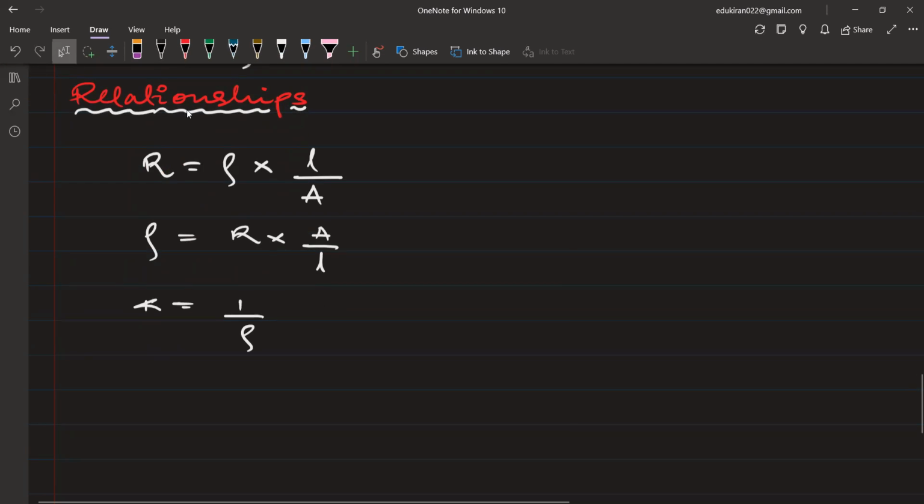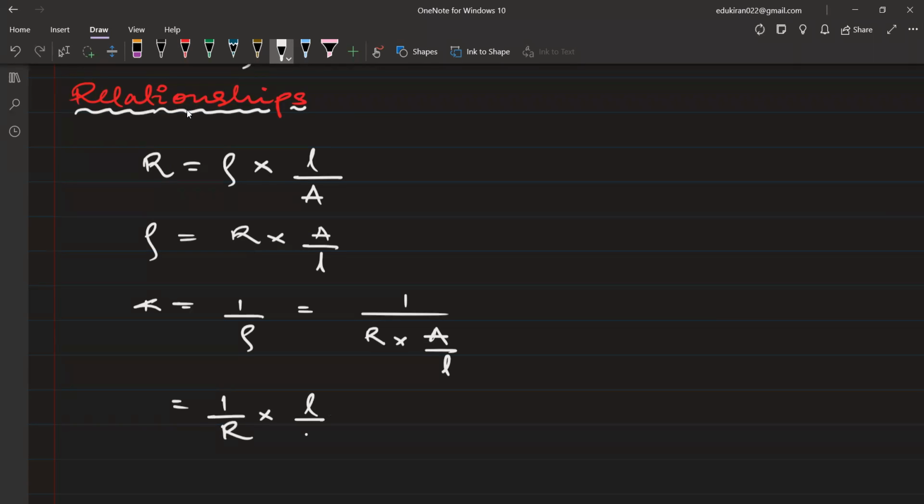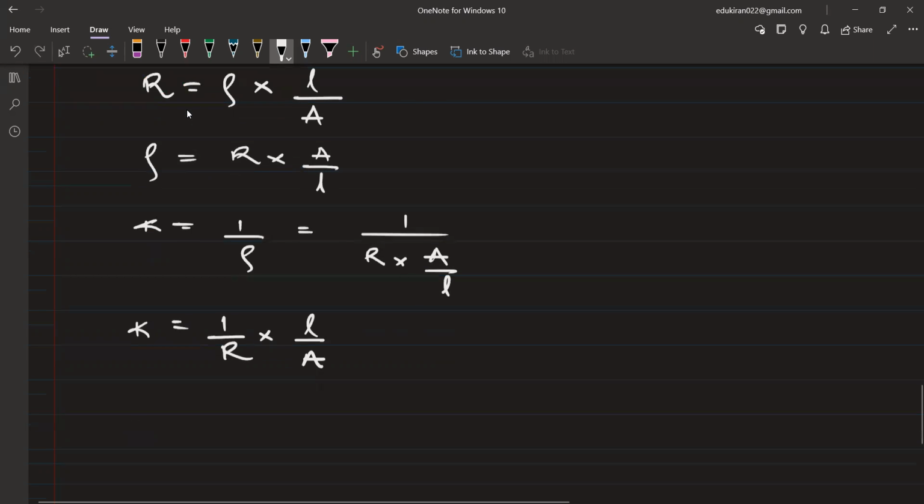Okay. Now we also know kappa is equal to 1 upon rho. If kappa is equal to 1 upon rho, I will just plug in this value of rho here. It will be 1 upon R into A by L. That means it is equal to 1 upon R into L by A. What is this? This is kappa. And 1 upon R is G, and L upon A is known as cell constant.